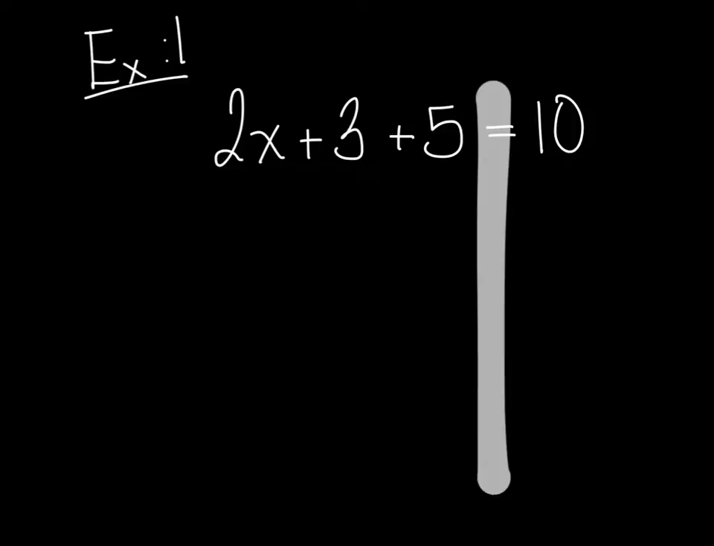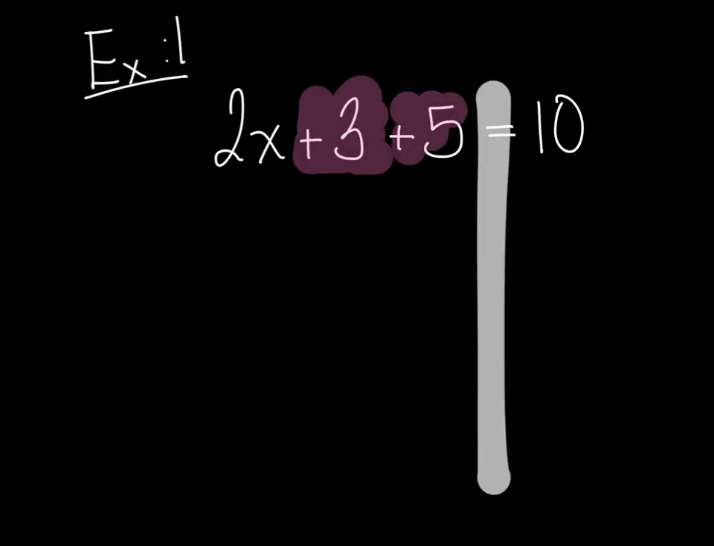If there is, let's go ahead and highlight. So let's see. We have a 2x, a positive 3, and a positive 5. Which of these are like? Well, we should know that our constants are our like terms. So here and here. Those are going to add up when we combine them to a positive 8. And then we drop down everything else.